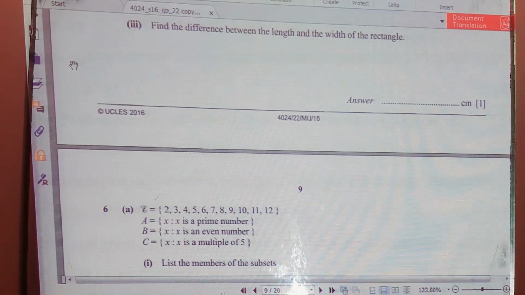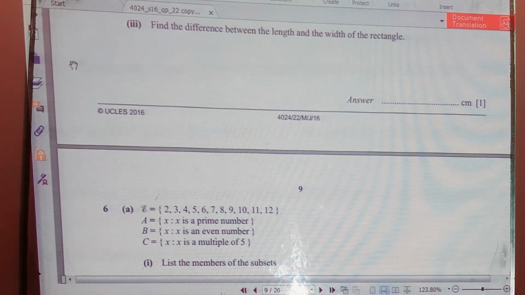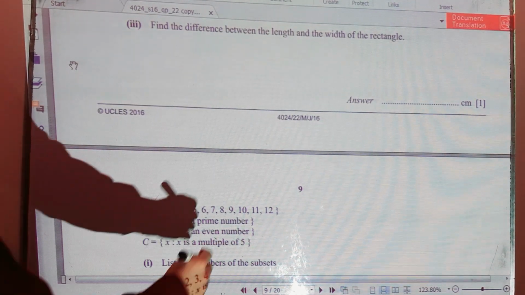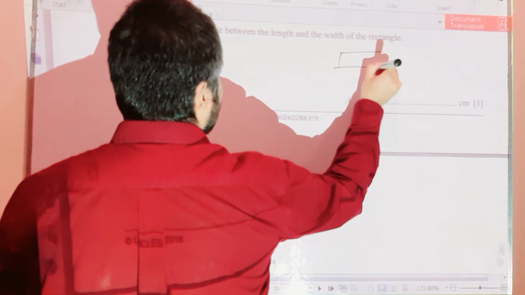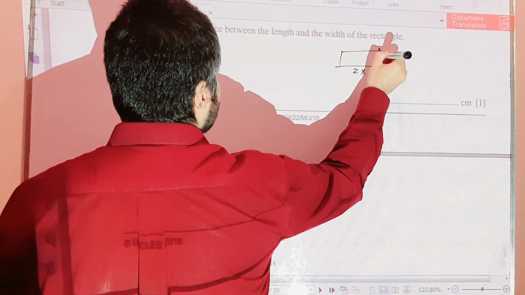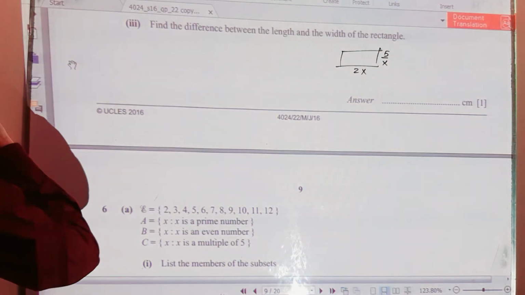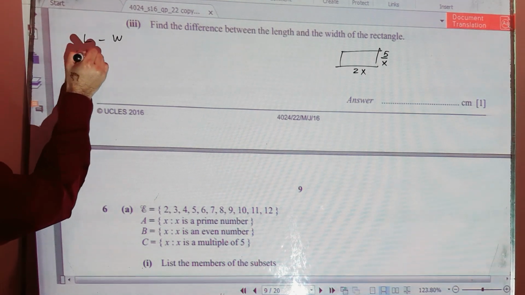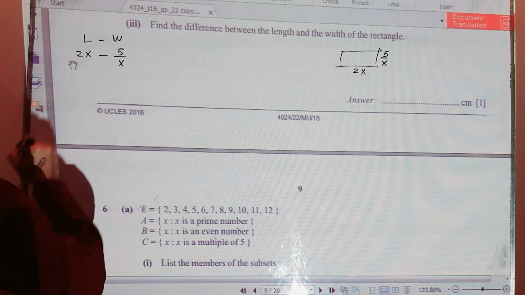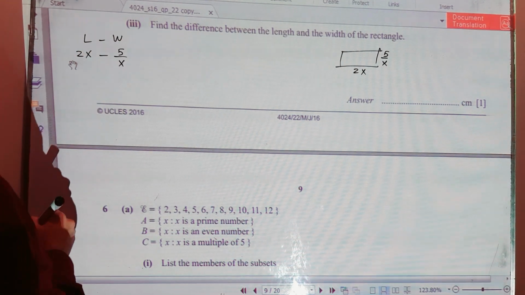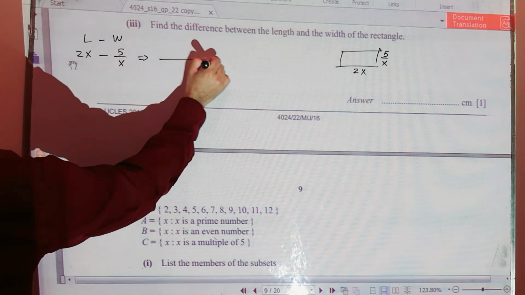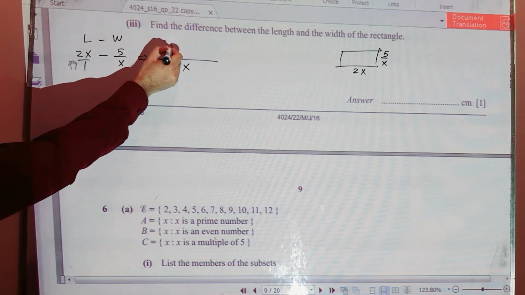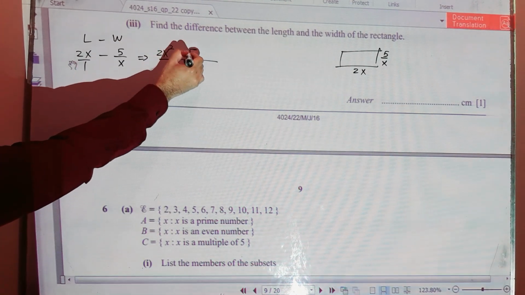The next part for question number 5 is to find the difference between the length and width of the rectangle. As you know, the length is 2x and the width is 5 over x. So the difference between length and width is 2x minus 5 by x. You can further take the LCM over here. If x is the LCM, then x into 2x is 2x square, minus 1 into 5 is 5.